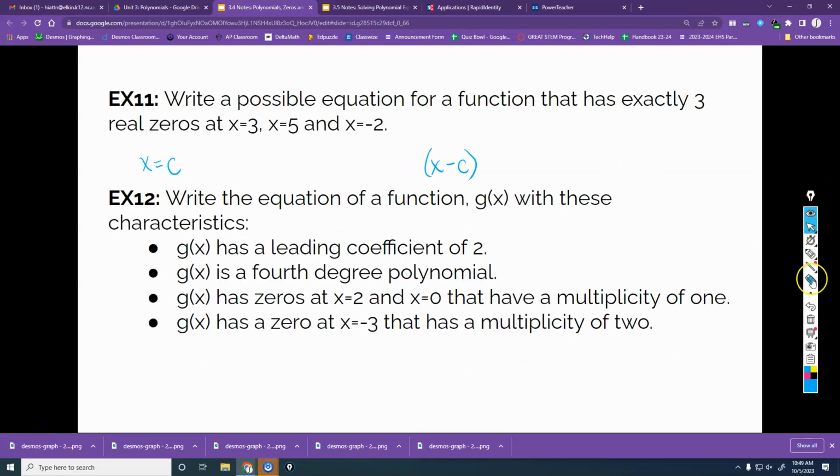Write a possible equation for a function that has exactly 3 real zeros at x equals 3, x equals 5, and x equals -2. So this is all it's going to look like. If I have x equals 3, that's going to be a x minus 3. If I have x equals 5, that'll be a x minus 5. And if I have x equals -2, x plus 2.